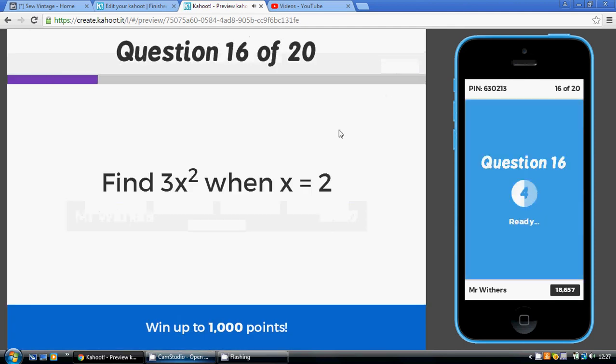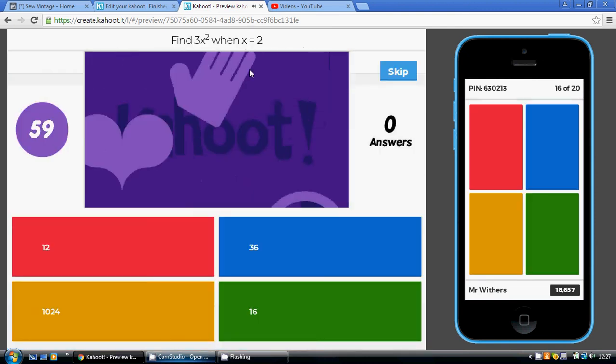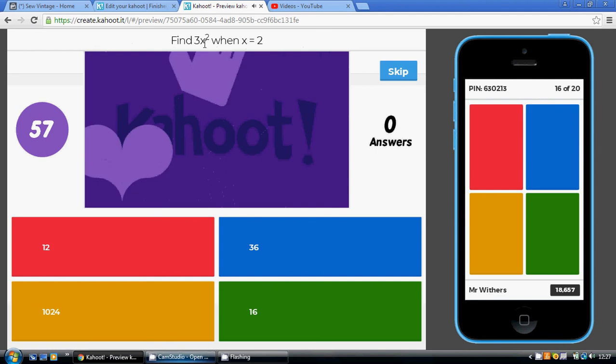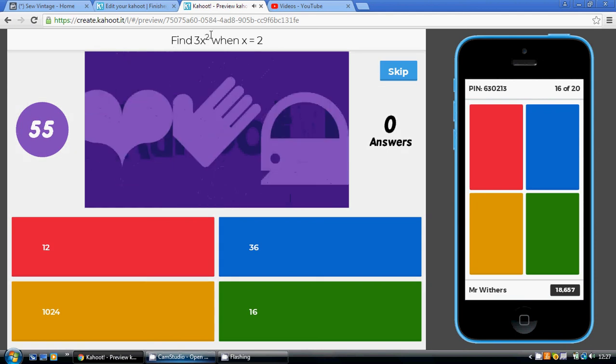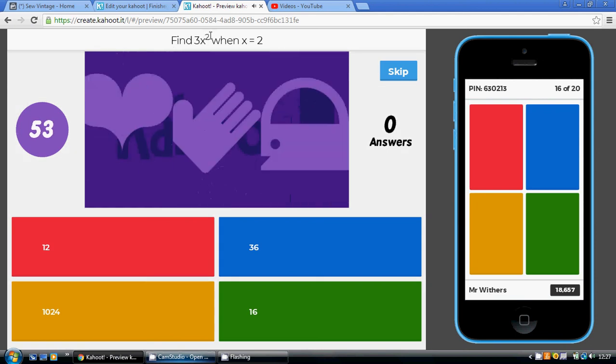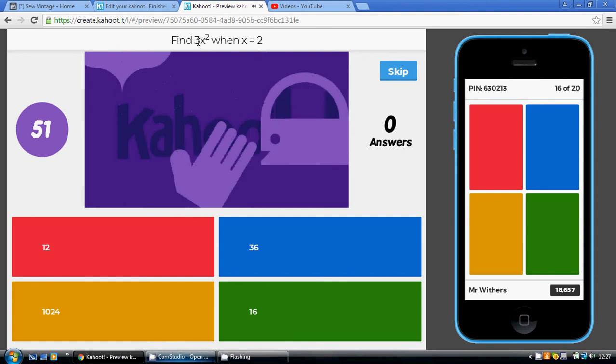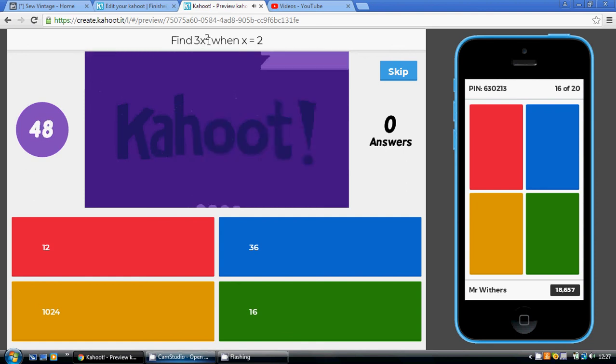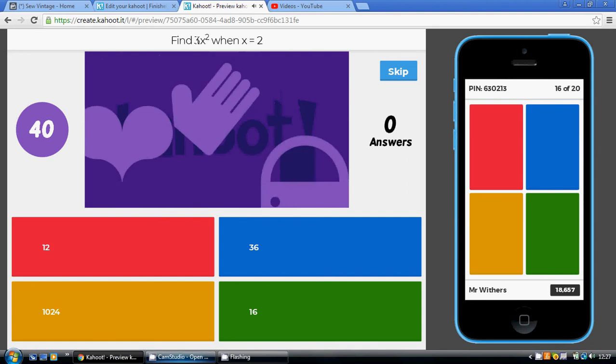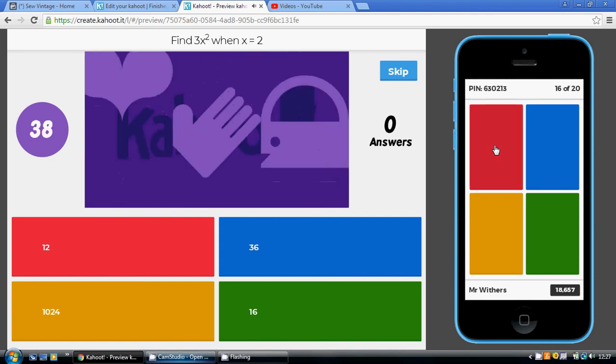Question 16. So find 3x squared when x is 2. So just be careful you follow BIDMAS here. The powers, the indices, the I in BIDMAS, comes before the multiplying by 3. So you've got to do the 2 squared first. And 2 squared means 2 times 2, which is 4. Then 4 times 3 equaling 12. So the answer is 12 red.